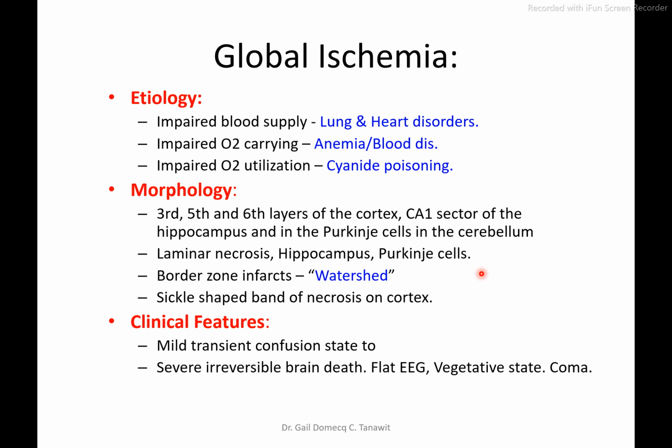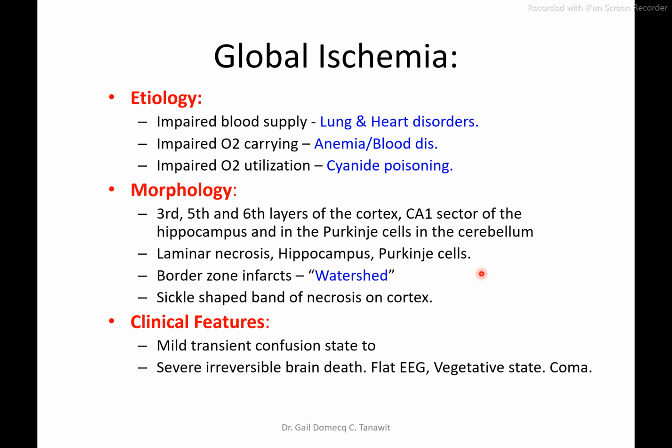So this patient will have third, fifth, and sixth layer of the cortex death or necrosis, with the CA1 sector of the hippocampus and the Purkinje cells in the cerebellum. So laminar necrosis, hippocampus and Purkinje cells are quite affected. Border zone infarcts or the watershed are also affected, with a sickle-shaped band of necrosis in the cortex.